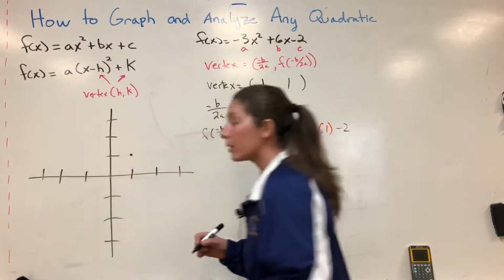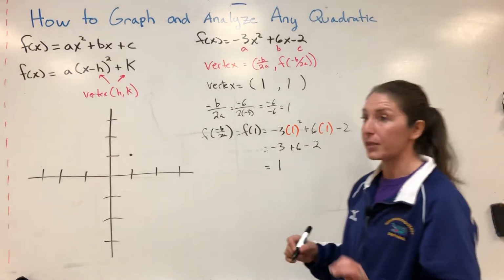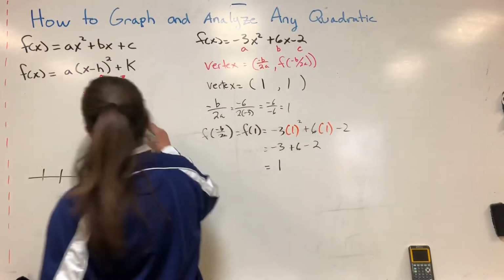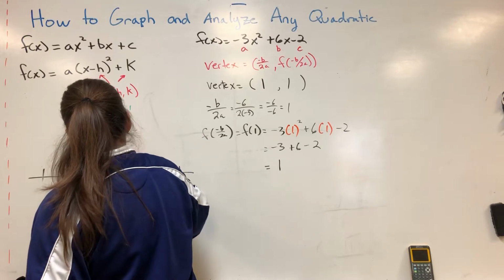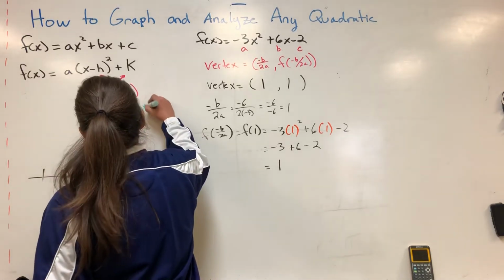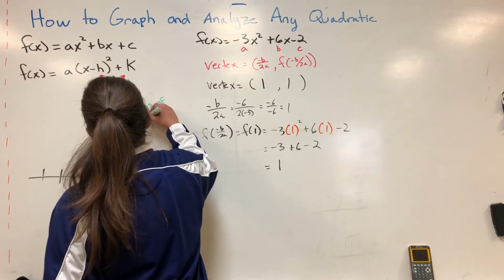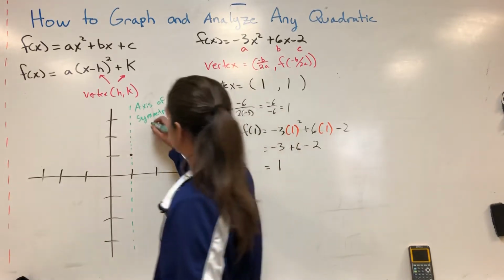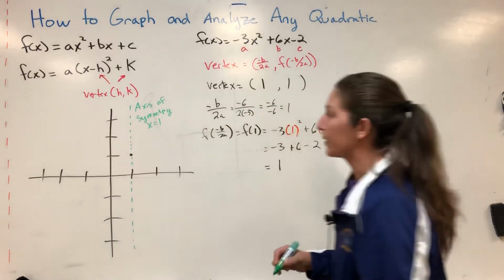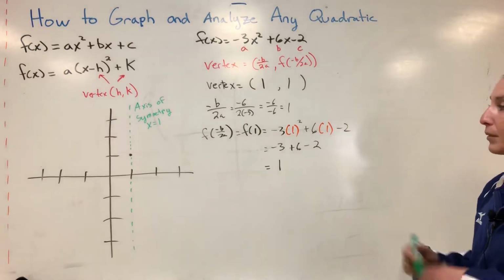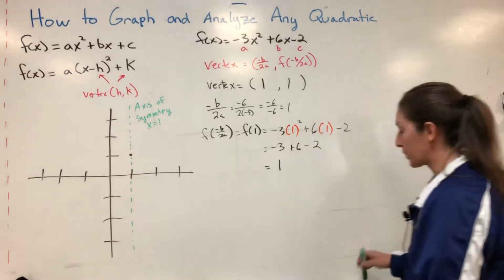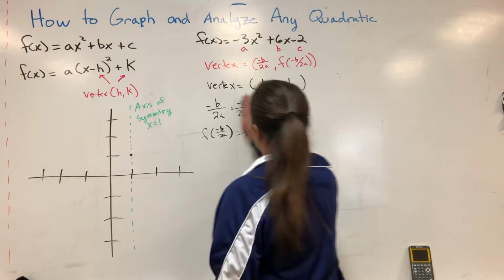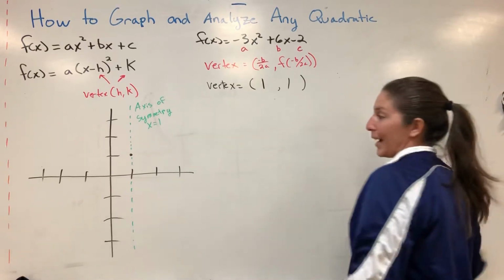Now I also know that this is my axis of symmetry. The vertex always sits at the axis of symmetry. So since that's my vertex, the axis of symmetry is the line x equals 1. There's the axis of symmetry. Once you find the vertex, you know where your parabola is symmetrical with respect to. Okay, so we've figured out our vertex, and with our vertex, we gain the information about our axis of symmetry.